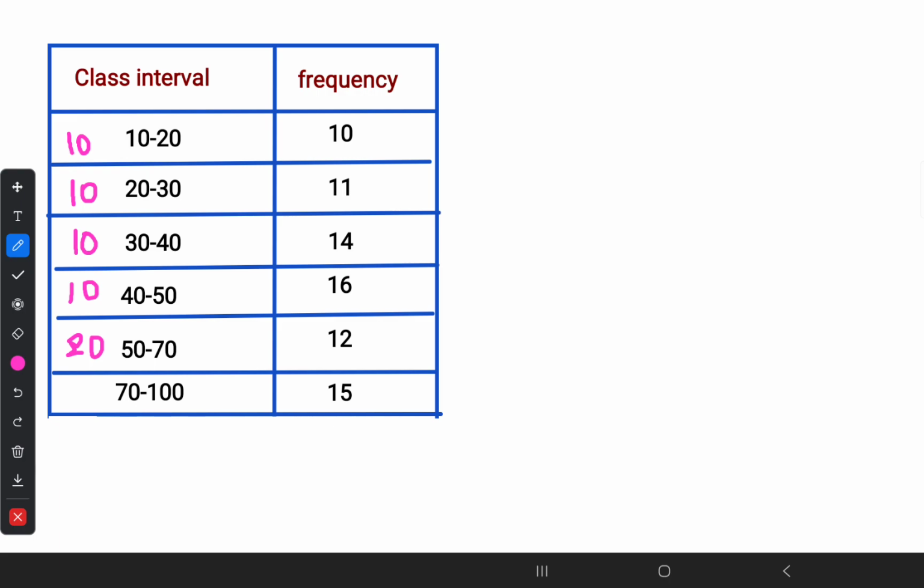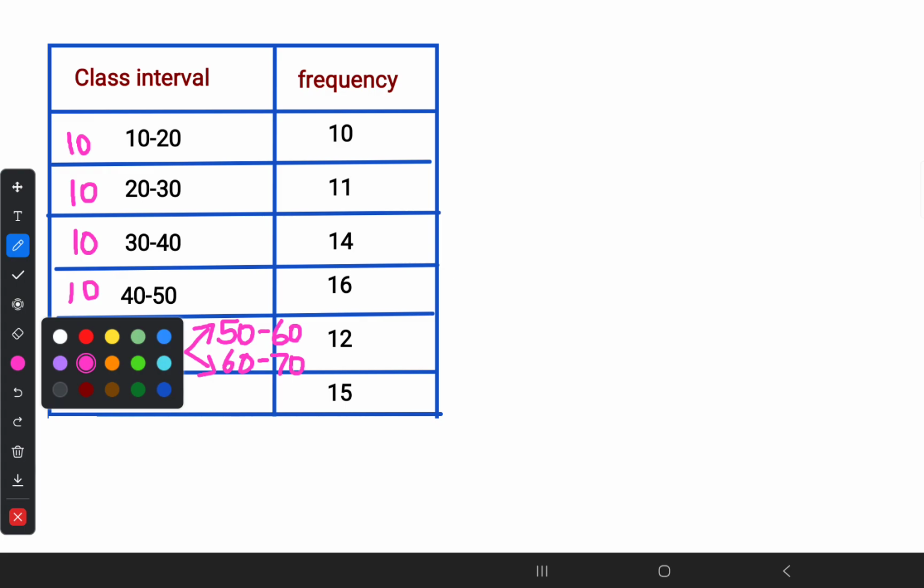That means you cannot draw like this. This is called a combination interval, a combination of more than one interval. There should be two intervals combined here. So we have to split them. 50 to 60. Thereafter 60 to 70. A combination of two intervals together appearing here. So you have to divide that one by 2. 50 to 60, 60 to 70.